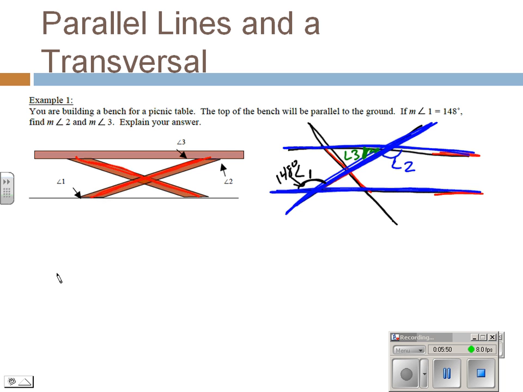So if you just look at the blue pieces, the transversal and the parallel lines that I colored in, you should be able to notice that angle 1 and angle 2 are alternate interiors. So that means that the measure of angle 2 is 148 degrees. And then from there, we're also supposed to figure out what the measure of angle 3 is. And if you think about L2 and L3, how they're related, hopefully you realize that these are supplementary angles and that the measure of angle 3 is 32 degrees.